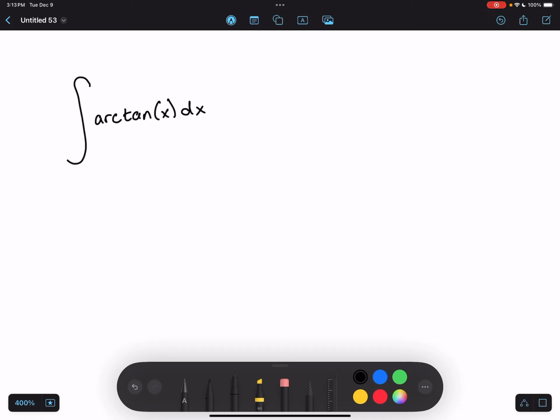We have the integral of arctan x with respect to x. What's important to note here is that we would really struggle to integrate this if we didn't recognize that this is actually 1 times arctan x dx. And because we know that it's 1 times arctan, we can recognize that this is actually a product. And because it's a product, that indicates that we're dealing with an integration by parts problem.